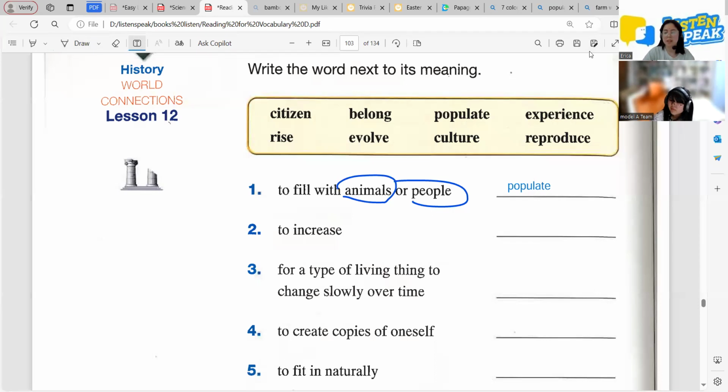Number two: to increase. What is increase? Let's say, for example, 1, 2, 3, 4, 5. The numbers are increasing, right? That's just increase. It's making higher.